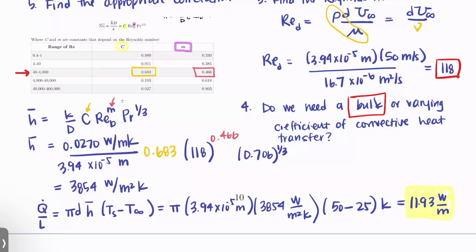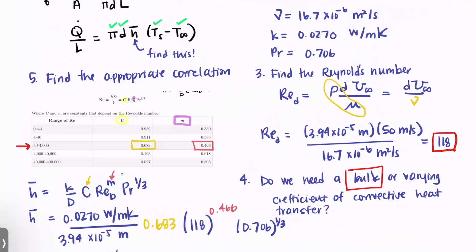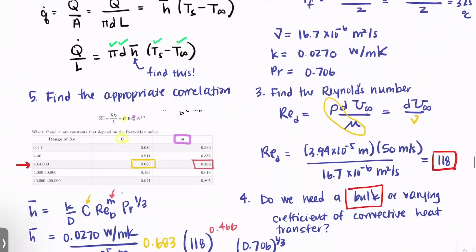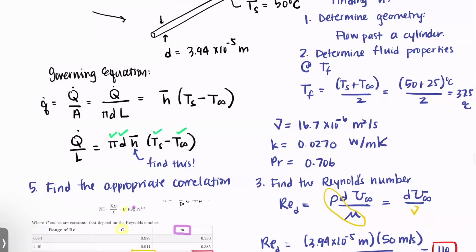Okay, cool. So these are the 2 examples that I have for external flows. They're all kind of variations on this theme. So in case you didn't pick up on the pattern already, essentially the problem boils down to finding H. So find the right correlation to find H, and then solve the Newton's law of cooling equation. And that's pretty much it.